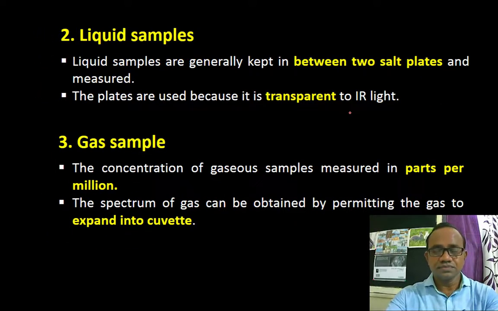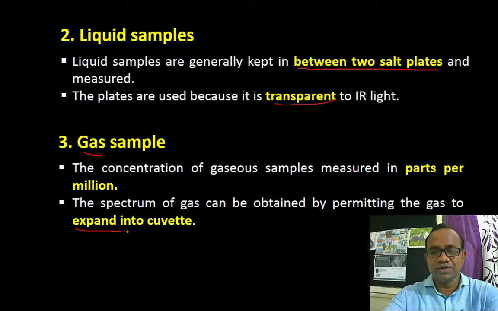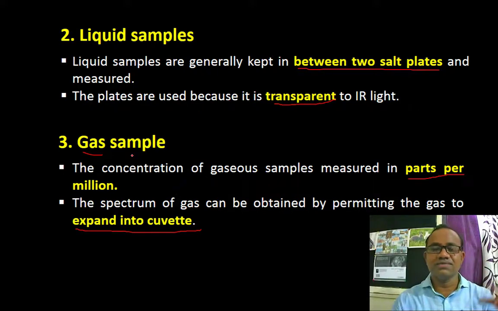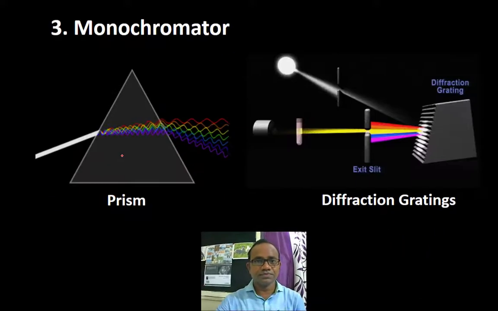For a liquid sample, the liquid is placed in between two salt plates, because the salt plates are transparent to infrared light. A gas sample is generally placed into a cuvette, and the concentration is generally measured in parts per million, that is ppm. So in this way, all three kinds of samples can be prepared to put into the instrument.